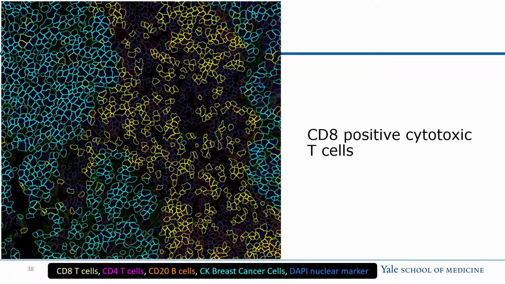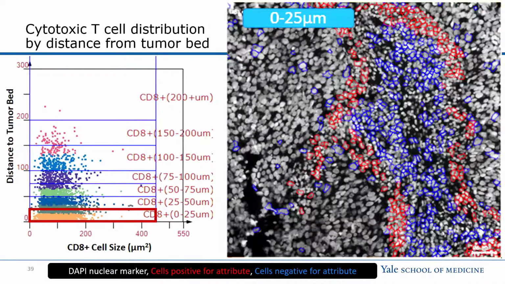So next, I present CD8 cytotoxic T cells. These are the cells that are in yellow. And again, CD8 T cell size is on the x-axis. The distance to tumor bed is on the y-axis. Each dot within the scatter plot represents a unique immune cell. And we look at the different ranges from 0 to 25 microns to 200 plus microns.